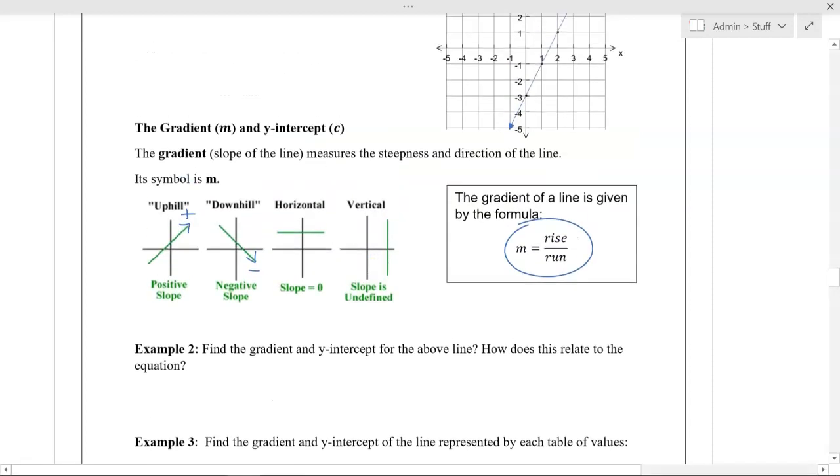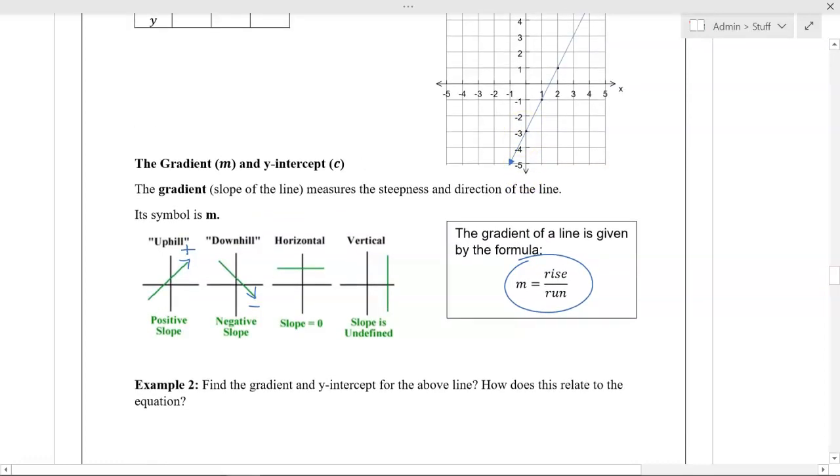So to find the gradient, our first step is we're going to go back up to the top there, and we're going to create a triangle using any points that we can easily recognize. So I'm going to use the points 0, negative 3, and 2, 1. Now you'll notice in my triangle the rise is 4 and the run is 2. Remember to count the boxes. So my gradient is uphill, so positive 4 over 2, which is 2.